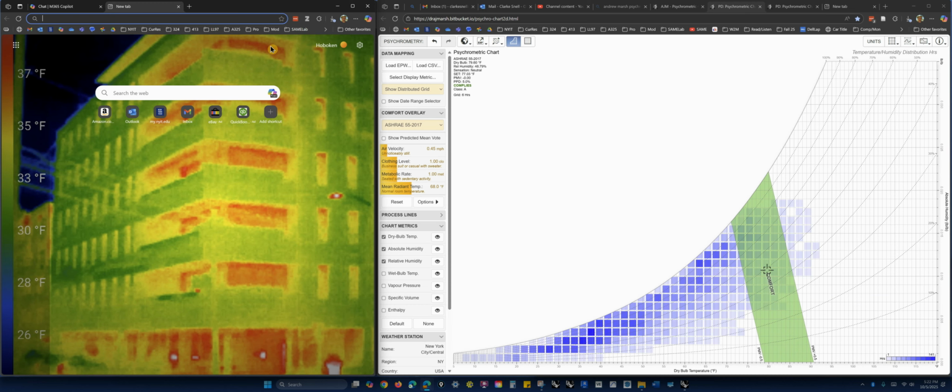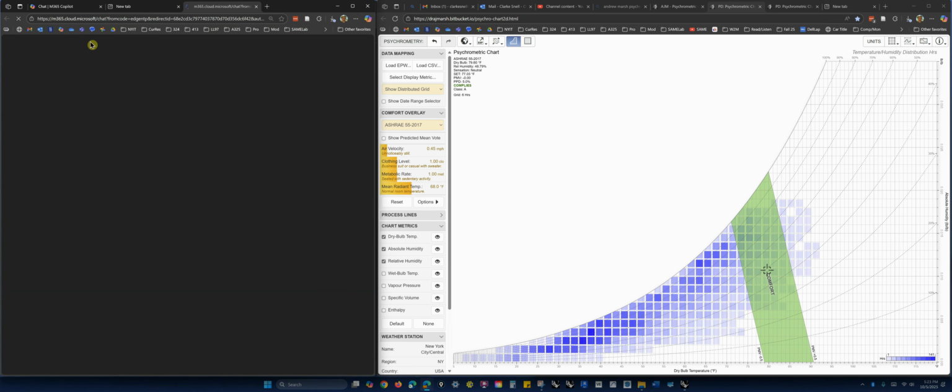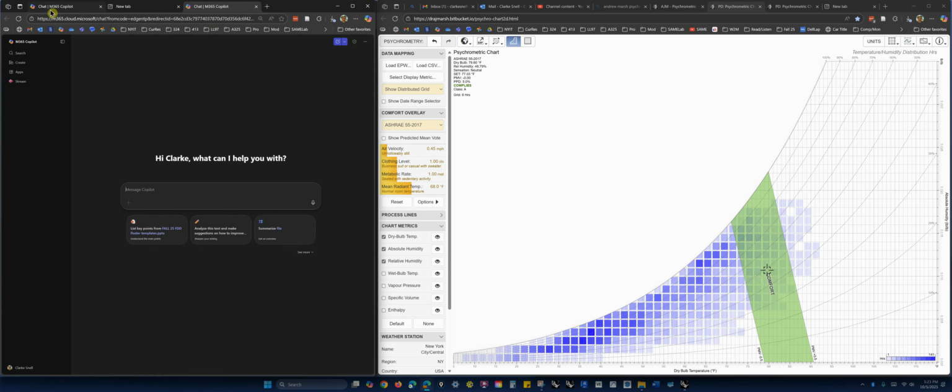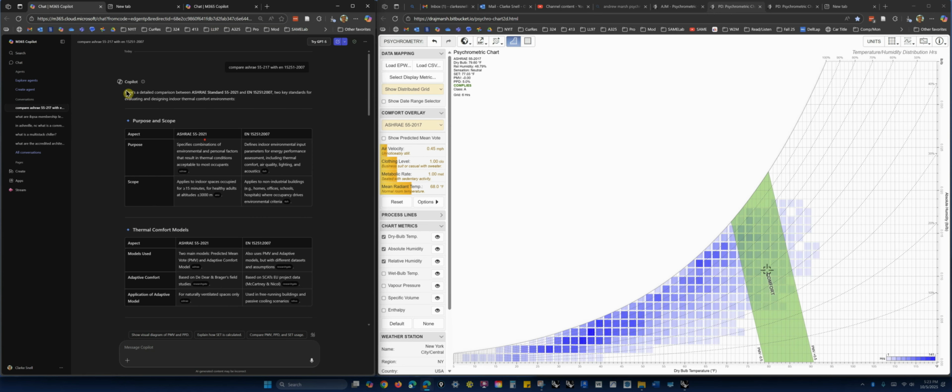So if I just go to a new browser window, the way I have mine set up, I can just click on the chatbot here, and I come to this window. So I did that, and I just put in.